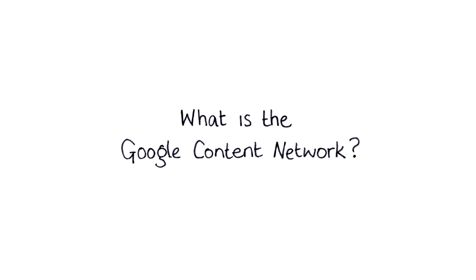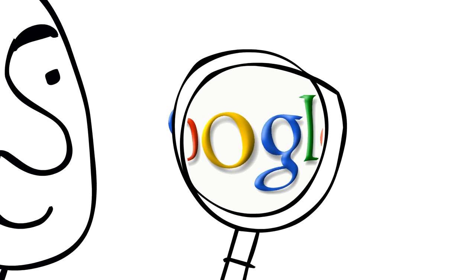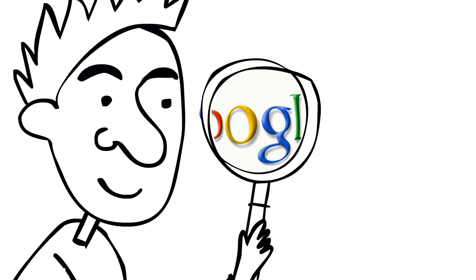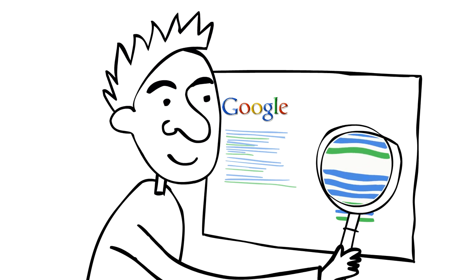What is the Google Content Network? Over the years, Google has become synonymous with search. When a user goes to google.com and types in a search query, we show relevant ads and search results to help them navigate to where they want to go.